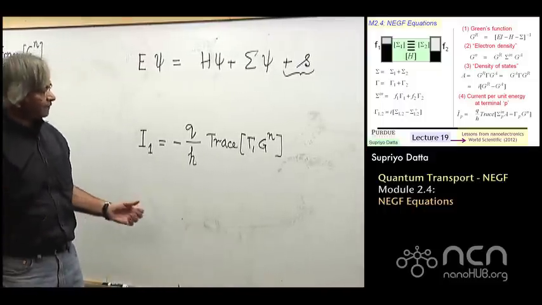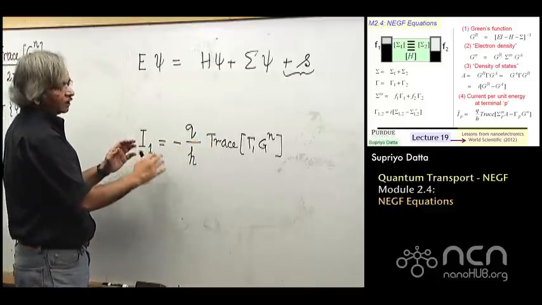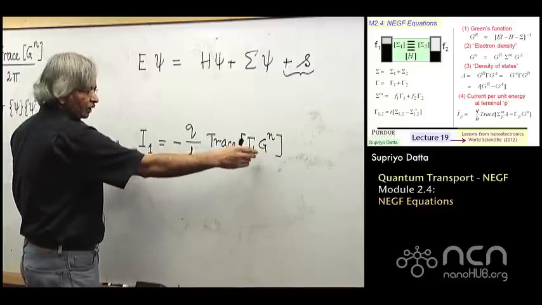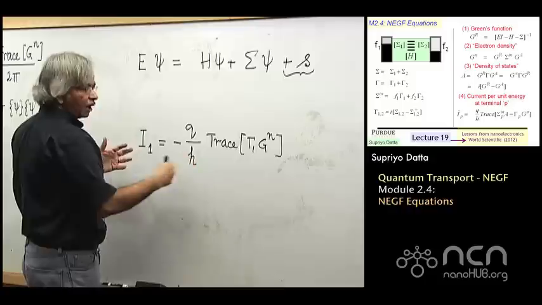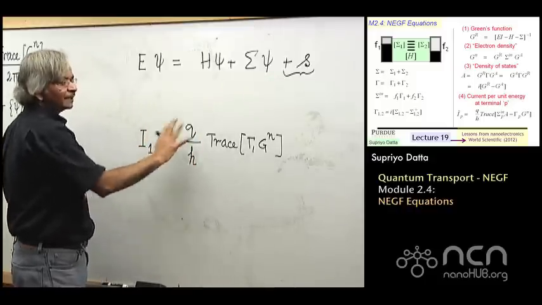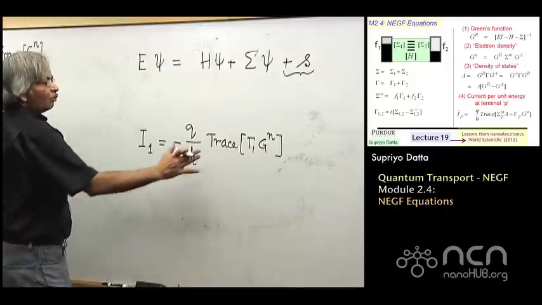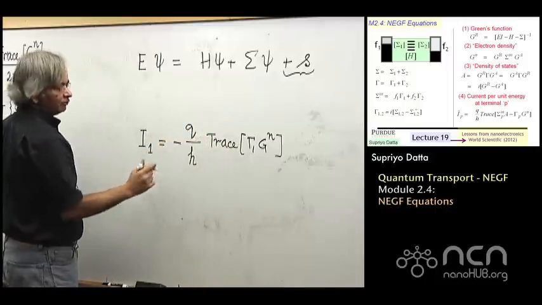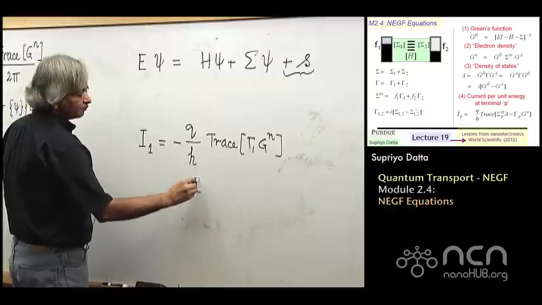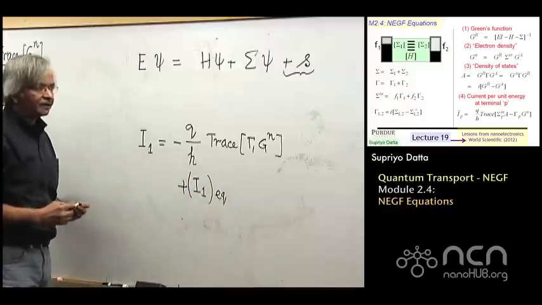So you could say that this tells you the rate at which the current at contact 1, where electrons are flowing, only gives you the term that is flowing out. There's of course another term due to that source term which comes in, which must exactly balance it at equilibrium. So the other term must be whatever this one is at equilibrium. So I need to add to this plus I1 at equilibrium. Now how would you find the equilibrium current?